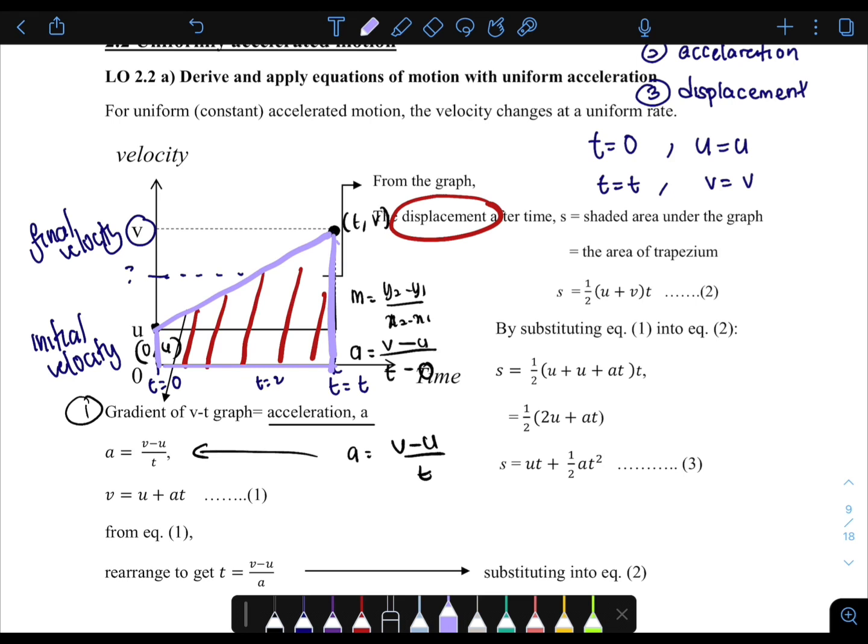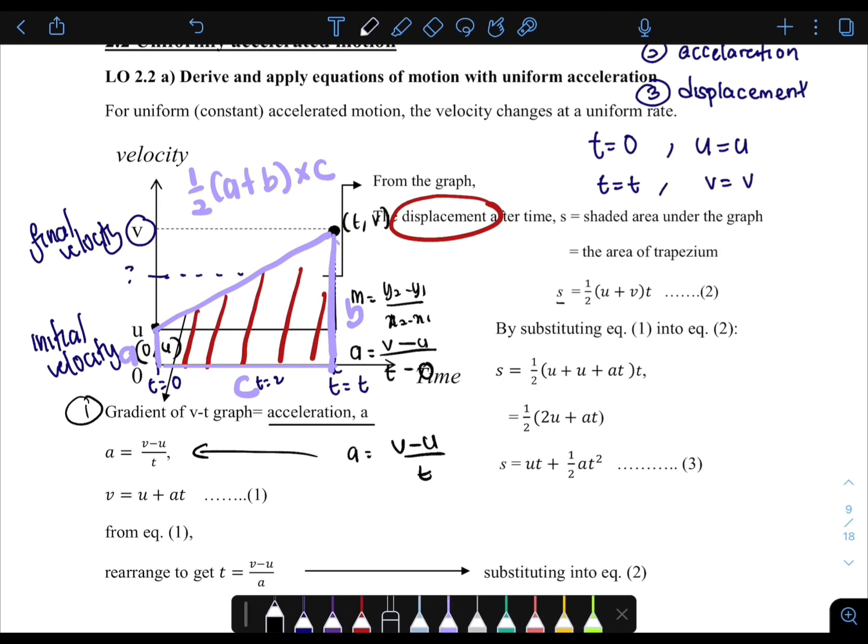So we know the trapezium has an area of 1 over 2 (A + B) C. We have A plus B multiplied with C, and then we're going to use this equation to substitute according to the terms in our graph here.